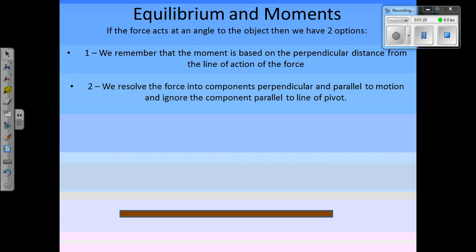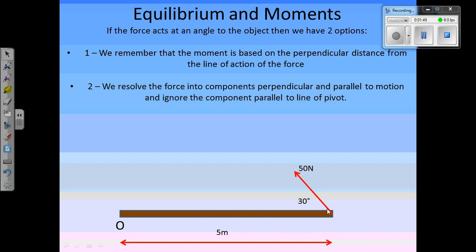So we've got an object 5 meters long, and the force is acting at an angle of 30 degrees, and it's a 50 Newton force. How can we calculate the moment of that? We're going to have our pivot point here. Now the first way is that we remember that the moment is based on the perpendicular distance from the line of action of the force. I don't prefer to do it this way, but it's perfectly fine.